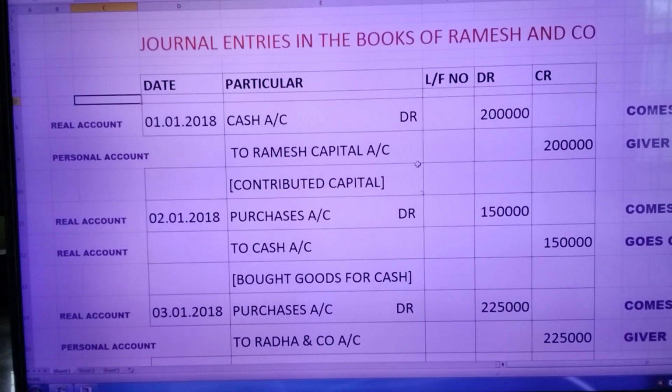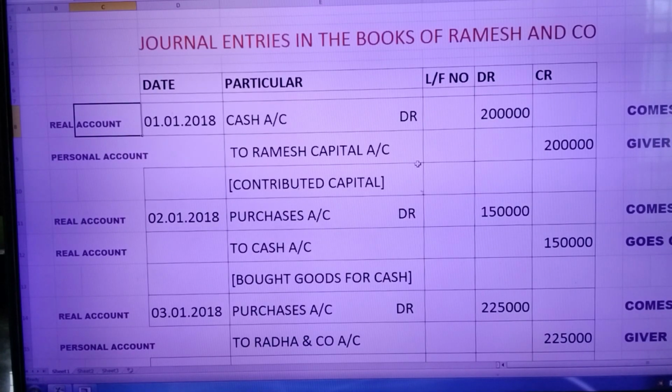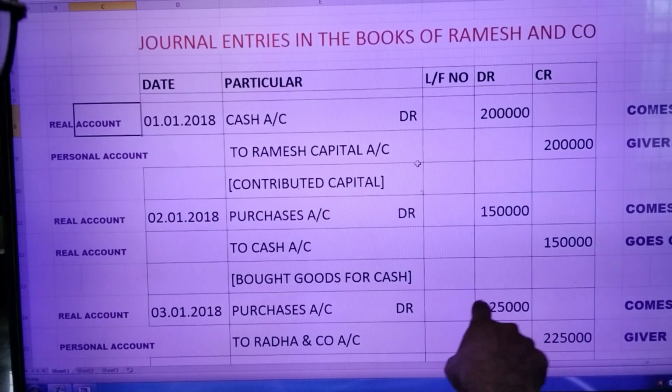What do we have to write? Debit what comes in. That's why I'm writing debit what comes in. Fine, able to understand? Comes in is clearly written, and that's why I'm writing real account, comes in, and debit what comes in, debited.